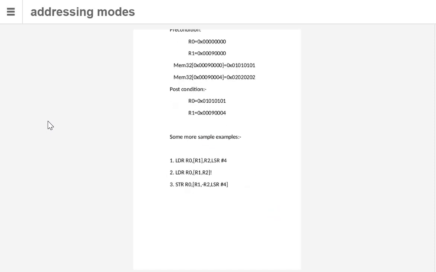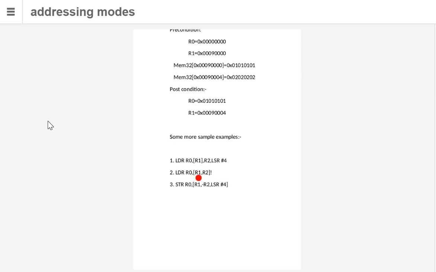So down I have given some more example. You look into this example. So I will take first example 2. Example 2, LDR R0, R1, R2. And I ended with an exclamation mark. That means I am going to modify my base. Out of R1 and R2, which one is the base here? Out of R1, R2, the base will always be the first register. That means R1 is a base register.